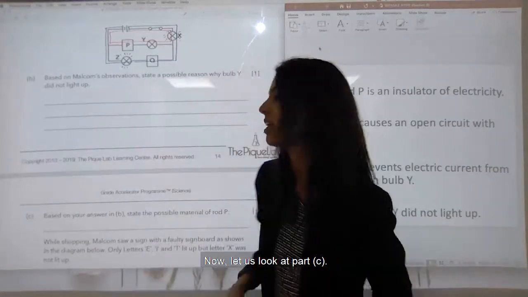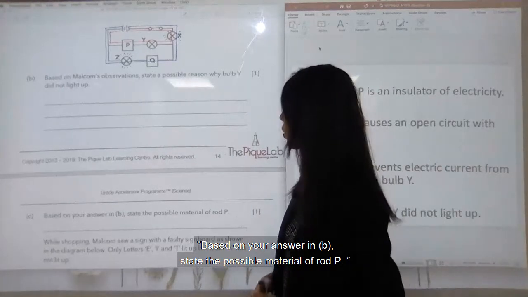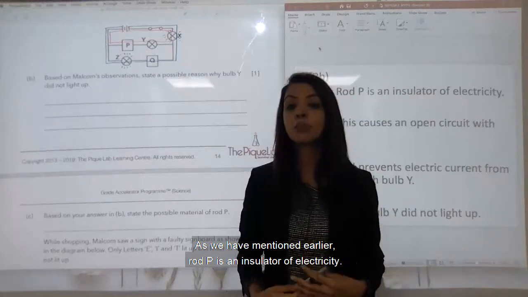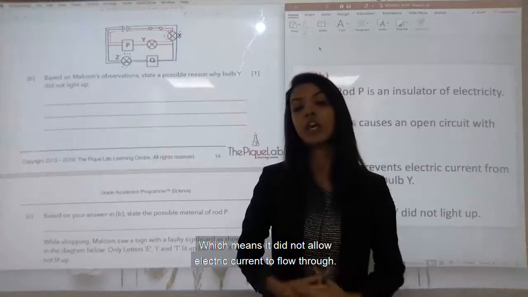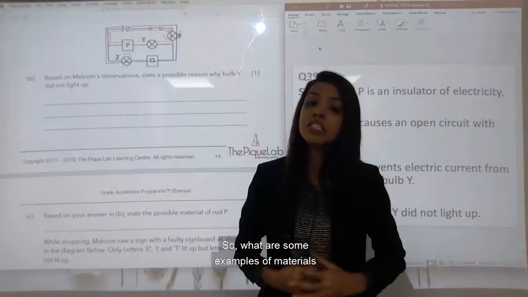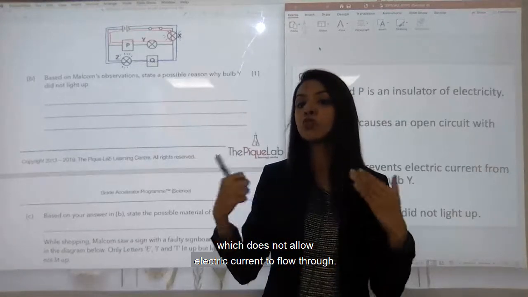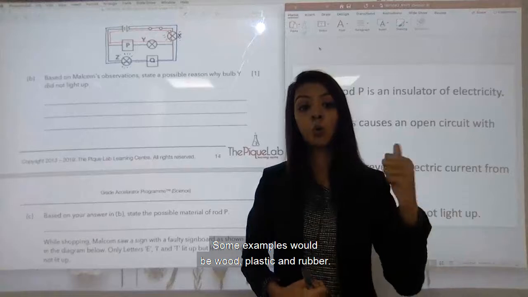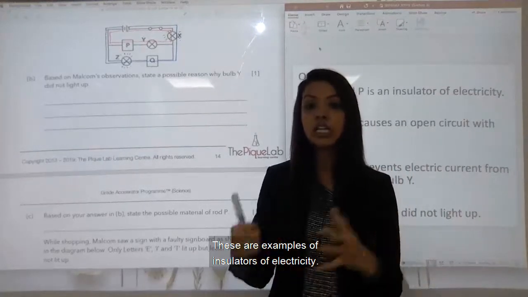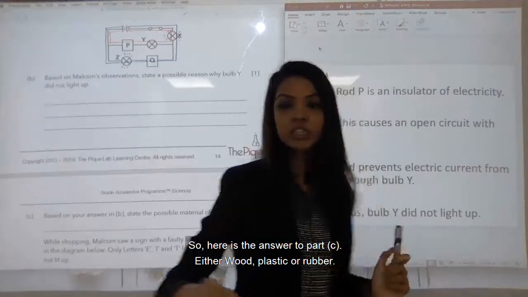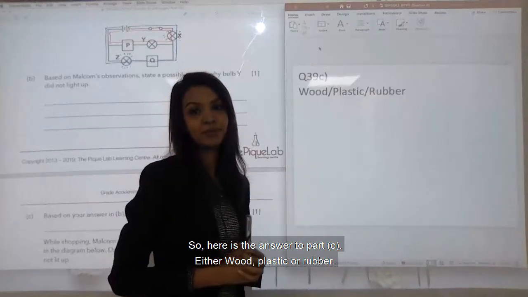Now let us look at part C. Based on your answer in B, state the possible material of rod P. As we have mentioned earlier, rod P is an insulator of electricity, which means it did not allow electric current to flow through. So what are some examples of materials which do not allow electric current to flow through? Some examples would be wood, plastic and rubber. These are examples of insulators of electricity. So here is the answer to part C. Either wood, plastic or rubber.